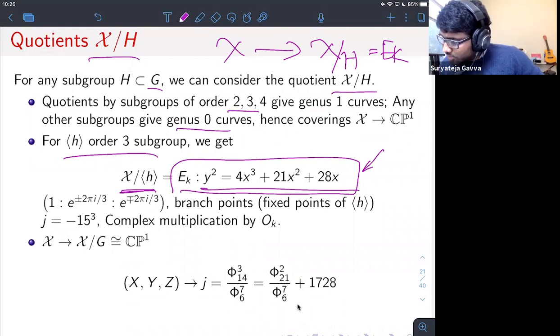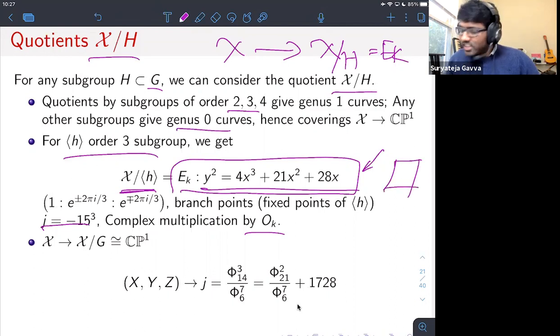And the features are in this map. When you quotient it out, the fixed points of h are the branch points, so they are not changed. And this elliptic curve has J invariant, an invariant of elliptic curves, which is minus 15 cubed. It's also not a typical elliptic curve. It has something called complex multiplication. If you look at the lattice corresponding to the elliptic curve, the lattice has a lot of structure, in the sense that it corresponds to an ideal in Z[alpha], where alpha is this quadratic integer that we saw.